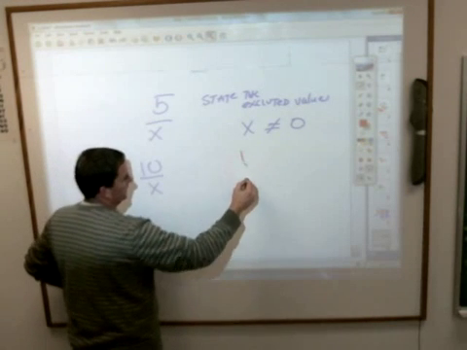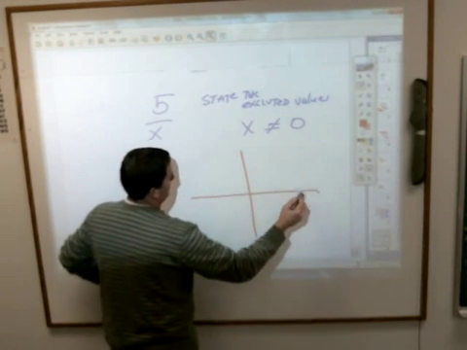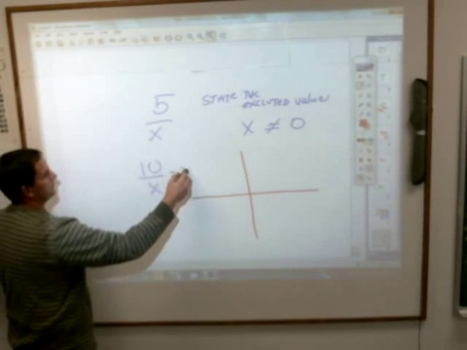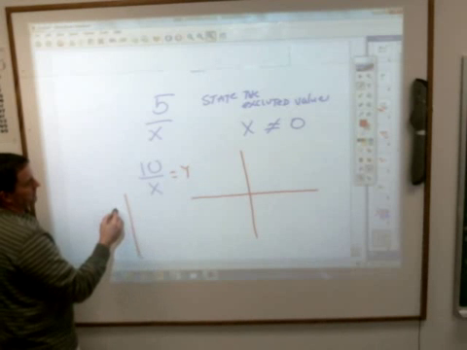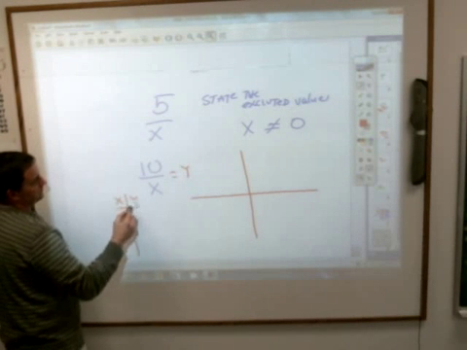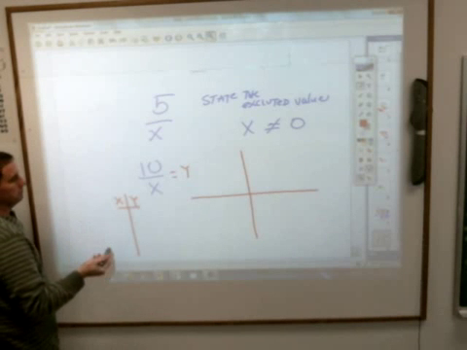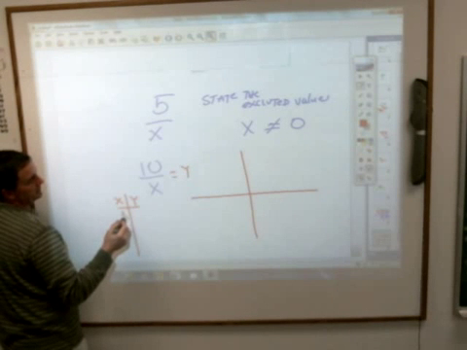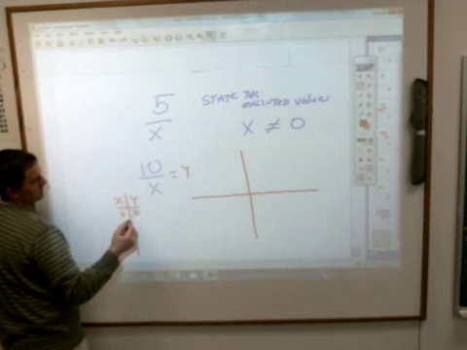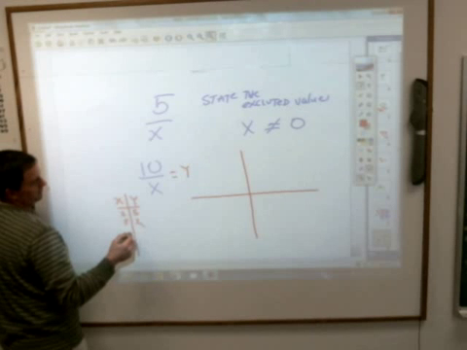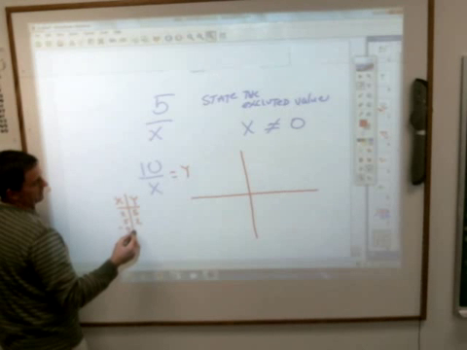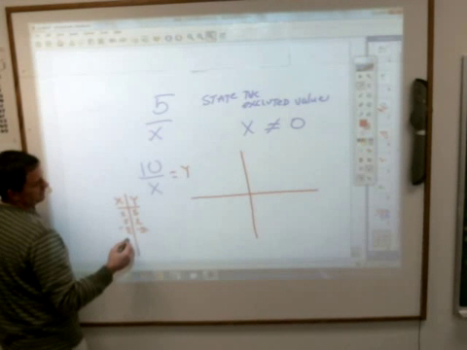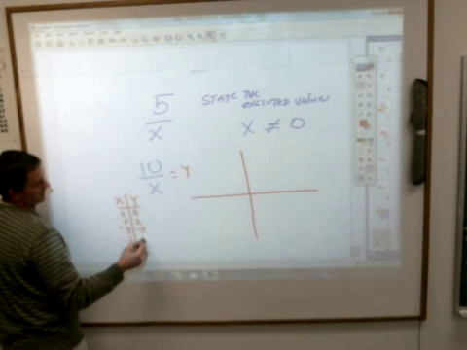10 divided by x. And if I am graphing that, equals y. If I am graphing that, let's just look at some values here. Let's pick some nice numbers for x. When x is 2, y is? When x is 5, y is 2. When x is negative 2, y is negative 5. When x is 1, y is 10.